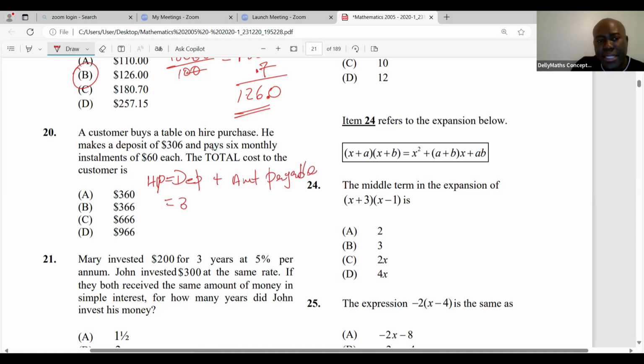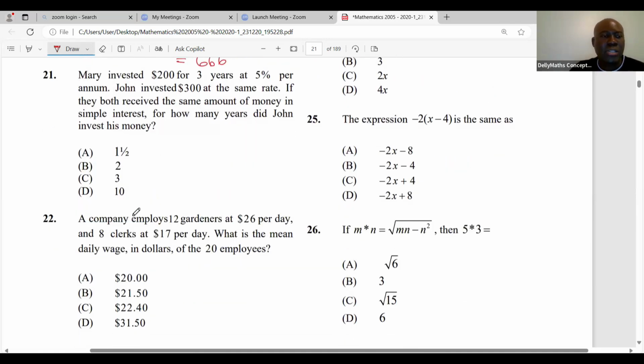The deposit in this case was $306. There were 6 installments of $60. So basically this is 306 plus 360, and I'm looking at $666. And that is going to be the amount that was paid over the time. So what you want to do with these sort of questions is just make sure that you read it, make sure that you're paying attention to details as you go. Let's take a look at 21.